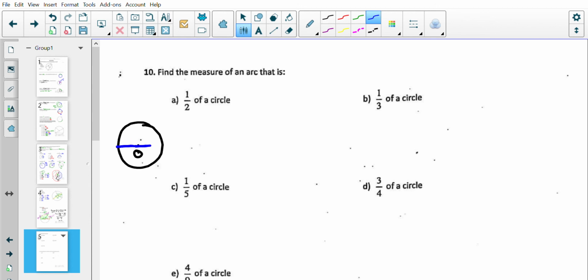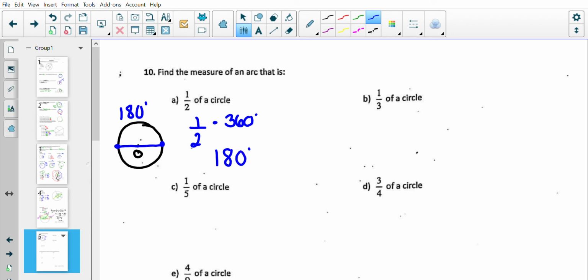Well, half the circle means we're going through the diameter. So we know half a circle has to be 180 degrees. But let's say we couldn't do that in our head. We would do half times a circle, which is 360 degrees, and that will give us 180.